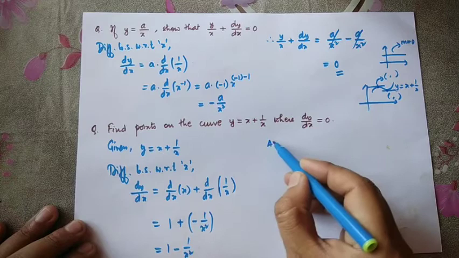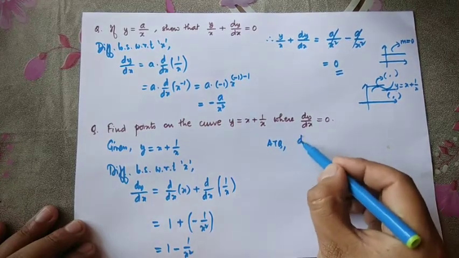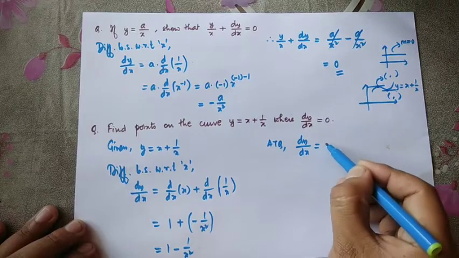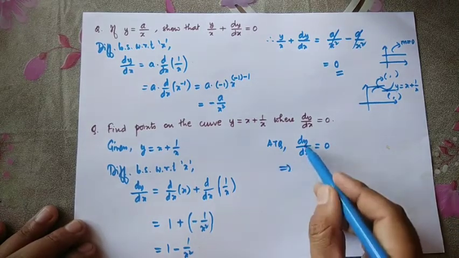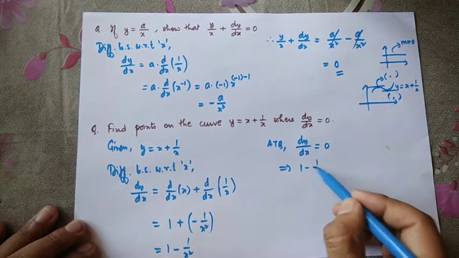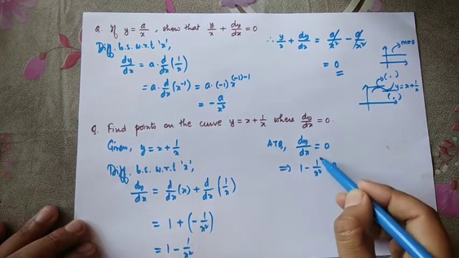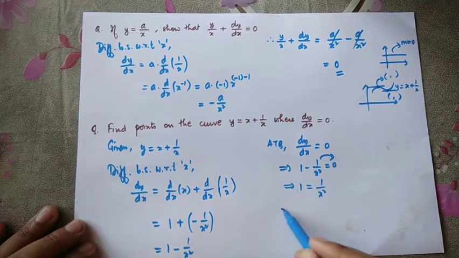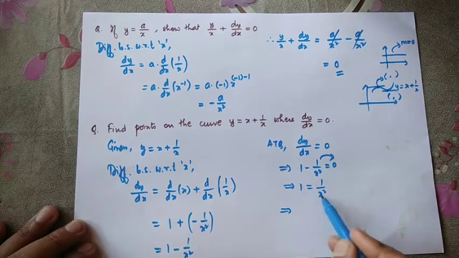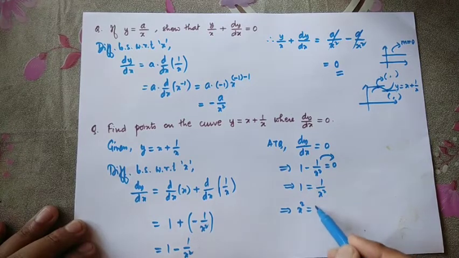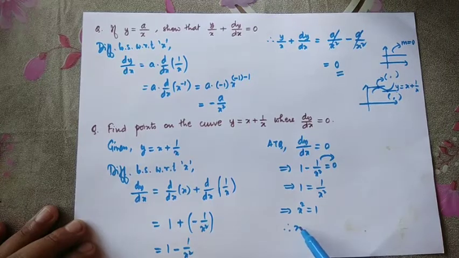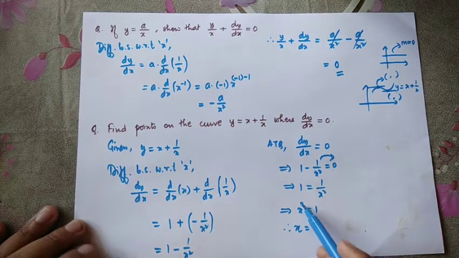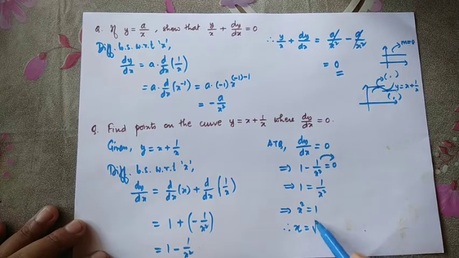Now according to question dy by dx is how much? It is 0, right? So let us put the value of dy by dx. So dy by dx is 1 minus 1 by x square, so this equals to 0. Let me take this over there, so we have 1 equals to 1 by x square. Let's do cross multiplication, so 1 into x square is x square equals to 1. So therefore the value of x will be, since I am writing only x instead of x square, I need to put square root sign, and whenever we take square root we will have two signs, that is plus minus, and what is square root of 1?